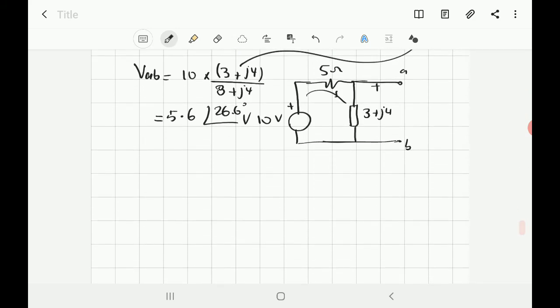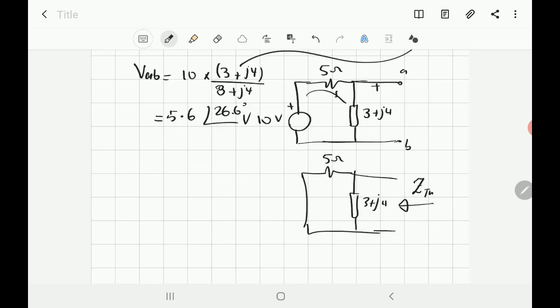Now we want to find the equivalent impedance. To find the equivalent impedance, you just take the same circuit and make a short circuit on the voltage source. If it was a current source, you make it open circuit. So you replace it by a short circuit, like a wire. You have 5 ohm, you have impedance 3 plus j4, and you look here and see what you find. We'll call it now Z Thevenin, not R Thevenin, because you got Z.